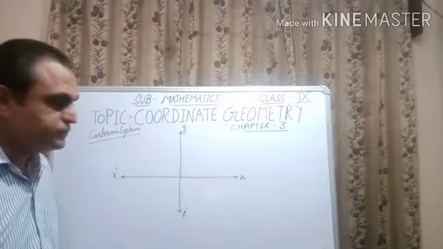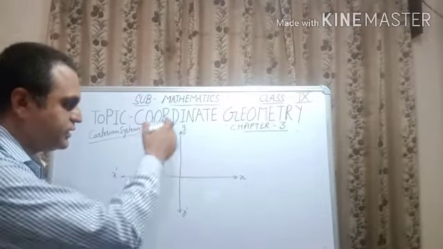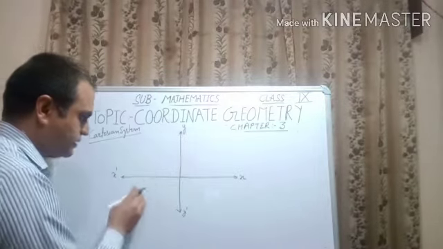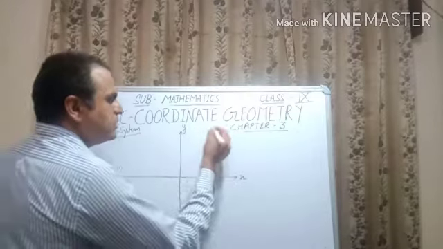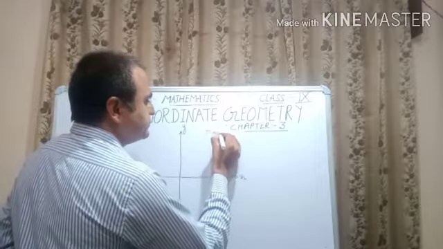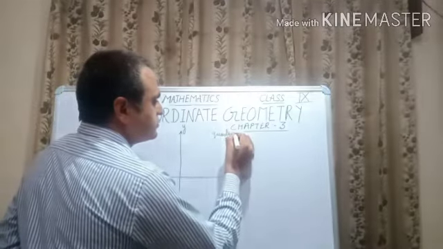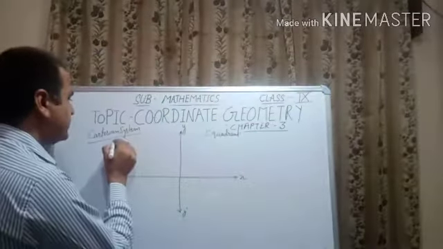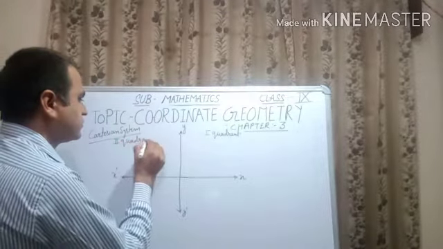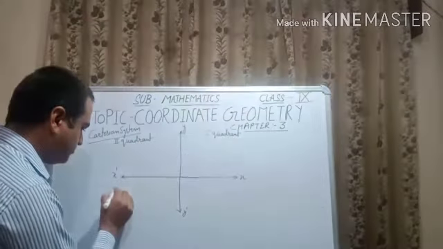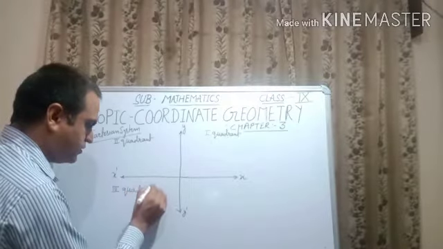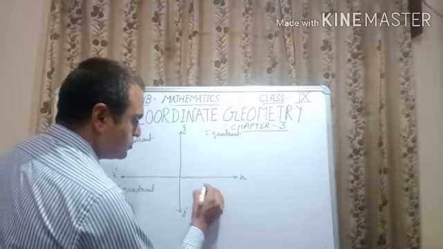According to the Cartesian system, the plane made by x dash and y dash is divided into 4 parts: first, second, third, fourth. We call them quadrants. This is the first quadrant. This is the second quadrant. This is the third quadrant. And this is the fourth quadrant.